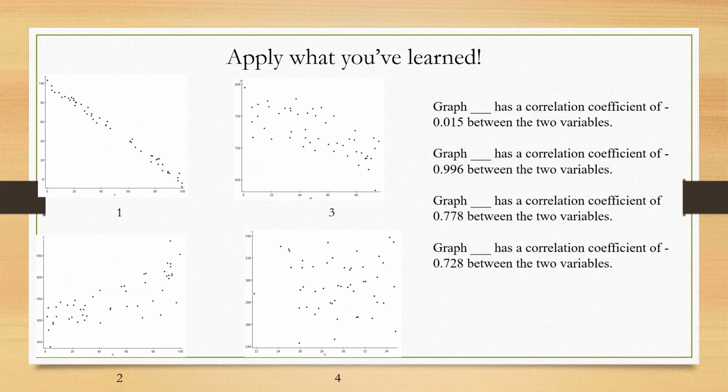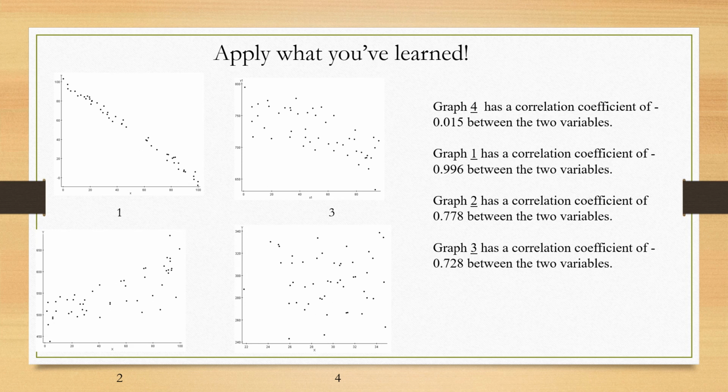So now that we've reviewed the two components of a correlation coefficient and scatter plots, select the scatter plot that's associated with the statements provided. Pause the video to do so. Now check your answers.